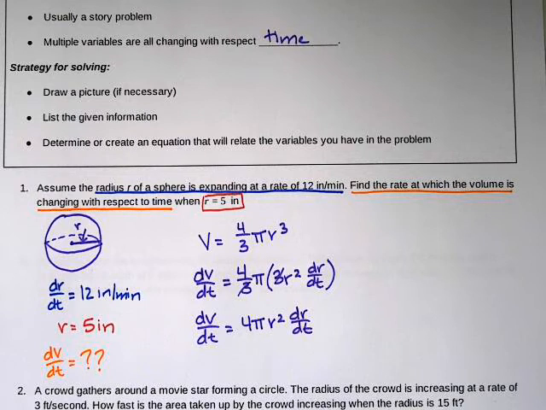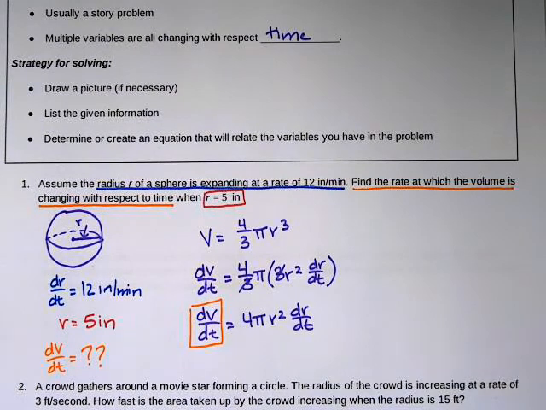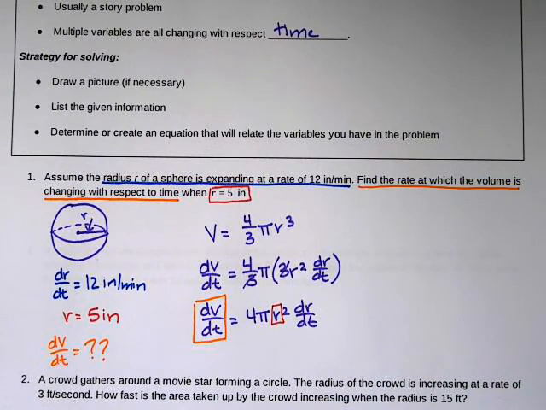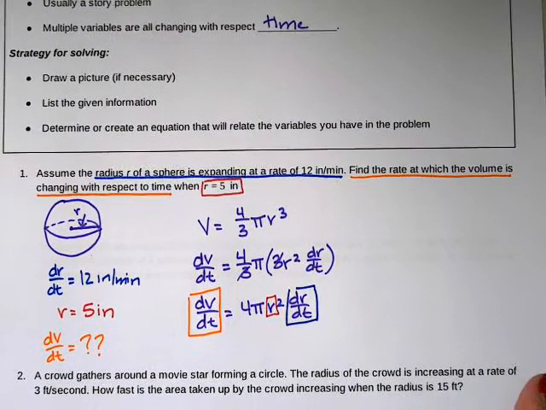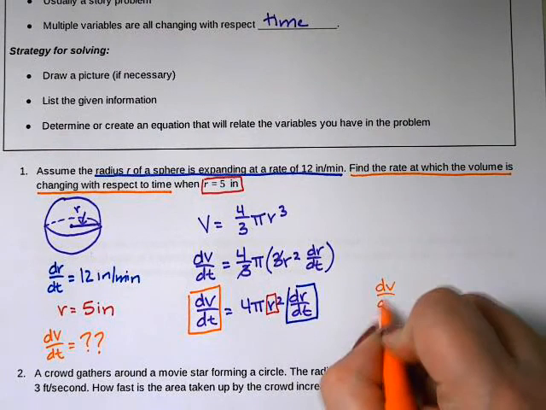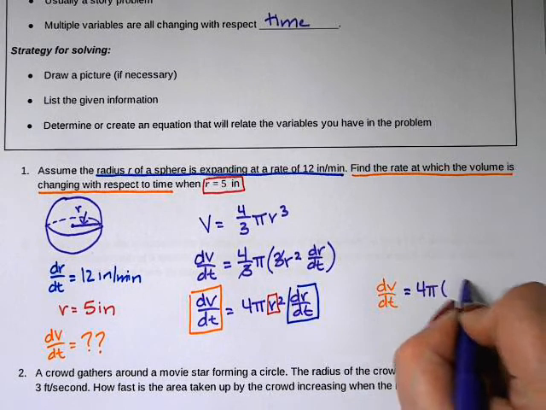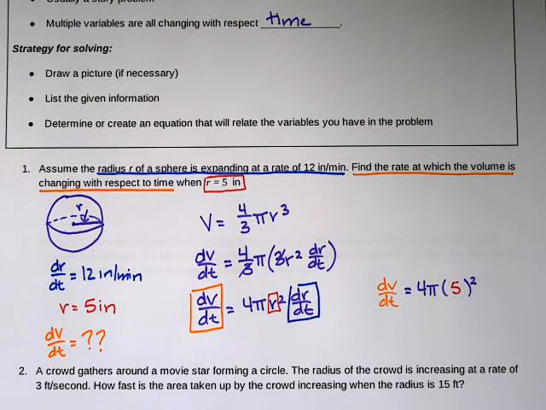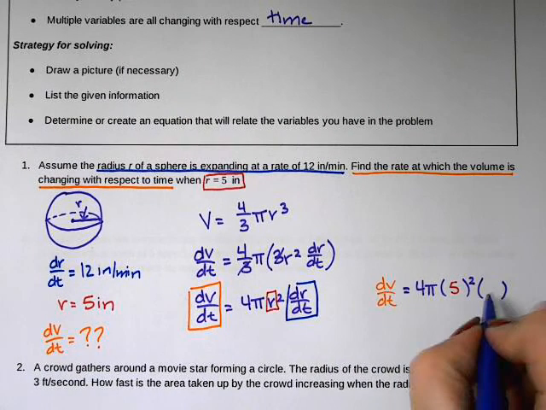So if we check out this formula, dV/dt is actually what I'm looking for. The radius r was given to us, that's going to be 5, so we'll be able to plug that in. And then dr/dt is that 12 inches per minute, which means we have everything we need in order to be able to answer the question now. So dV/dt equals 4 pi times the radius squared, and we know the radius is 5, and then times the rate at which the radius is changing, which we know is 12.